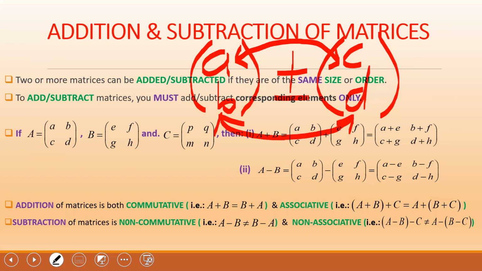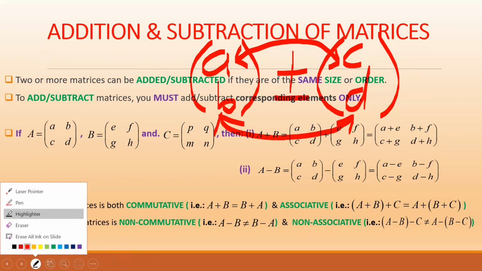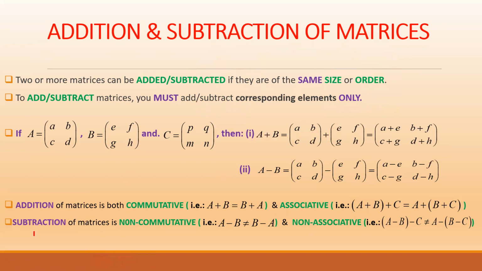Right, guys? And so when we're adding or subtracting matrices, we must add or subtract the elements that correspond. That means the elements that are in the same position in both matrices. Okay, guys? So let us look at our third point here now. So here's an example. If we have matrix A, which is that, and matrix B, which is E, F, G, H, and matrix C, which is P, Q, M, N, then what would be the sum of matrix A and B? That is what this is asking us for. That is A plus B.